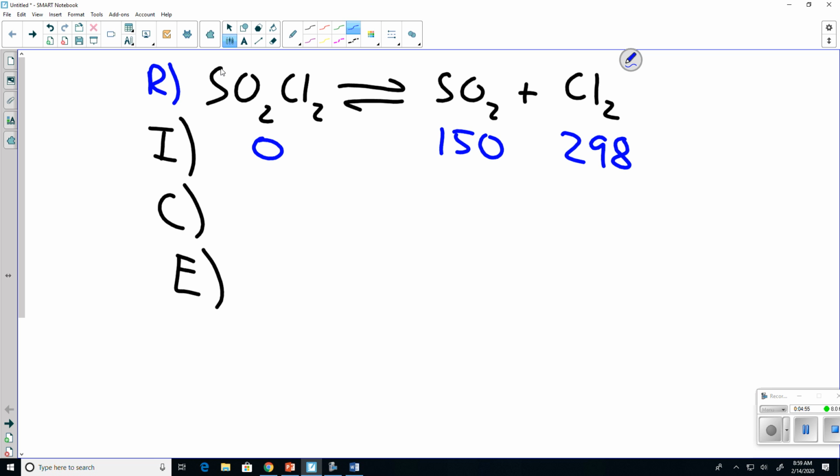This, since the reaction is going to be going in this direction anyways, is going to gain a certain amount. Let's call it X. And if this is gaining X, the SO2 must be losing X. The Cl2 must be losing X.